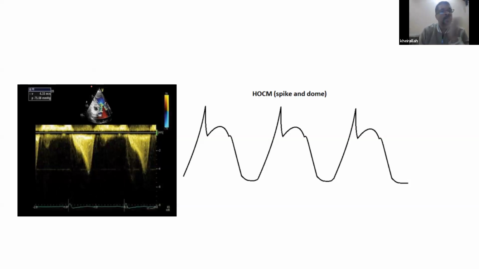Maybe you remember that in echo we have something called the dagger shape signal, which is this one. Dagger shape signal, look here. What do we have? We have it like this, and then it goes this way. So what do we have? The velocity. The dagger shape signal is about the velocity of the blood, but this morphology is about what? Pressure. This is pressure.